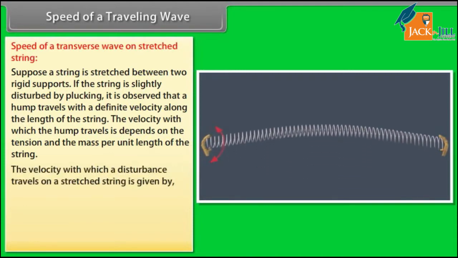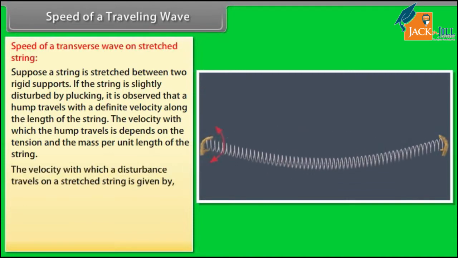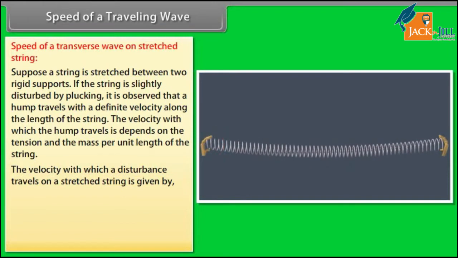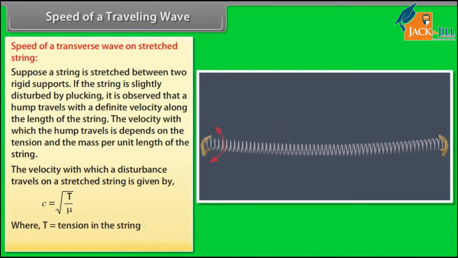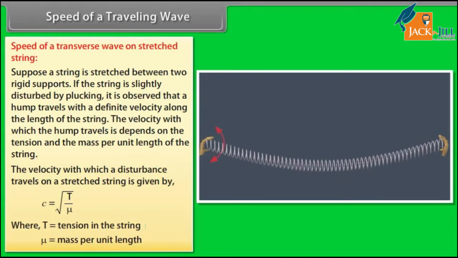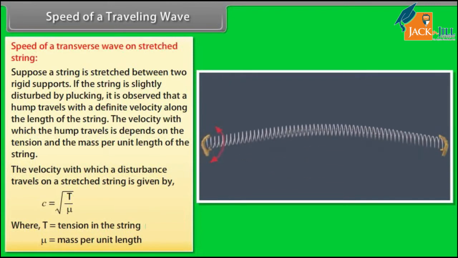The velocity with which the hump travels depends on the tension and mass per unit length of the string. The velocity with which a disturbance travels on a stretched string is given by c is equal to under root T upon mu, where T is equal to tension in the string, and mu is equal to mass per unit length.